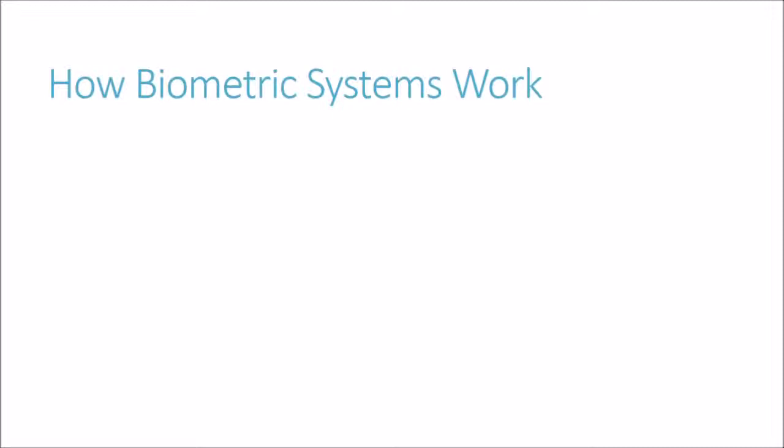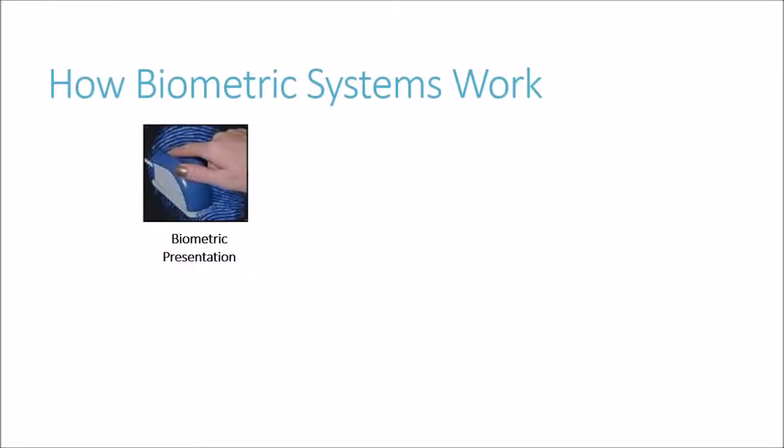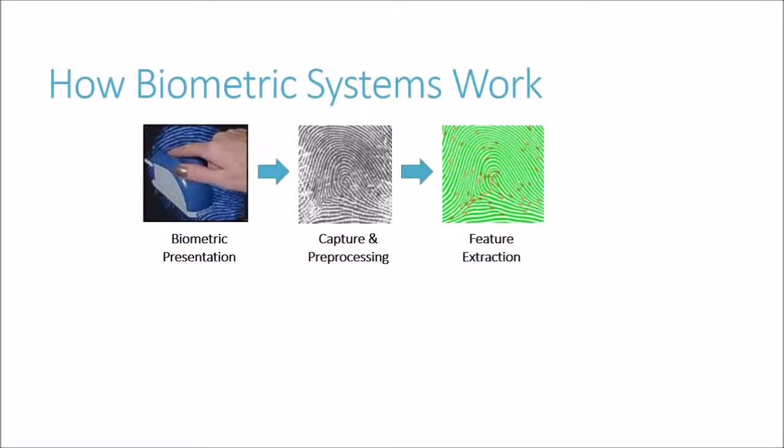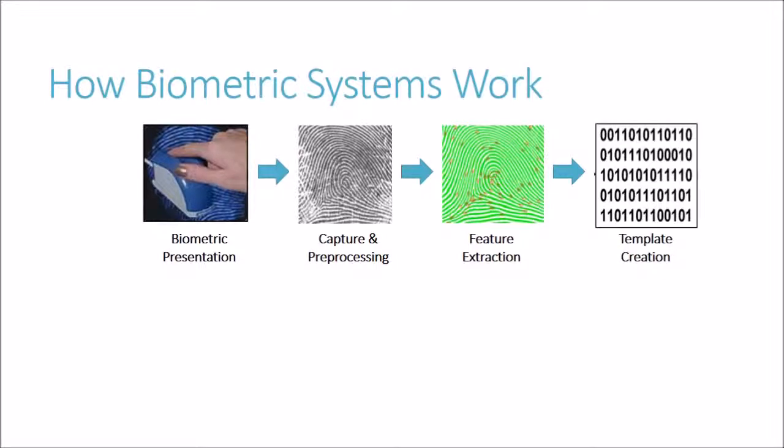How do biometric systems work? First, a person presents their body part to a system sensor for measurement. The system then collects data, often by capturing an image of the body part, and pre-processing it into digital form. Then the system analyzes the image by extracting features that are indicative of certain patterns according to specific algorithms. The system then creates a digital template of those features.